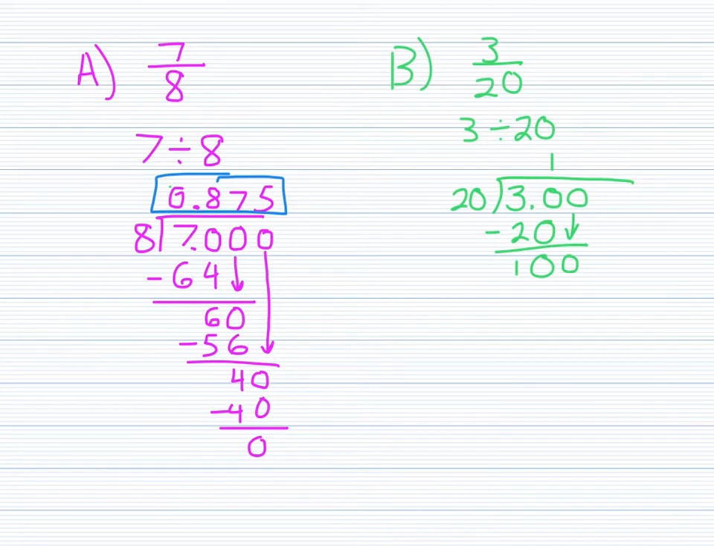20 goes into 100 5 times. 5 times 20 equals 100. We can subtract, and we get 0. 100 minus 100 is 0.